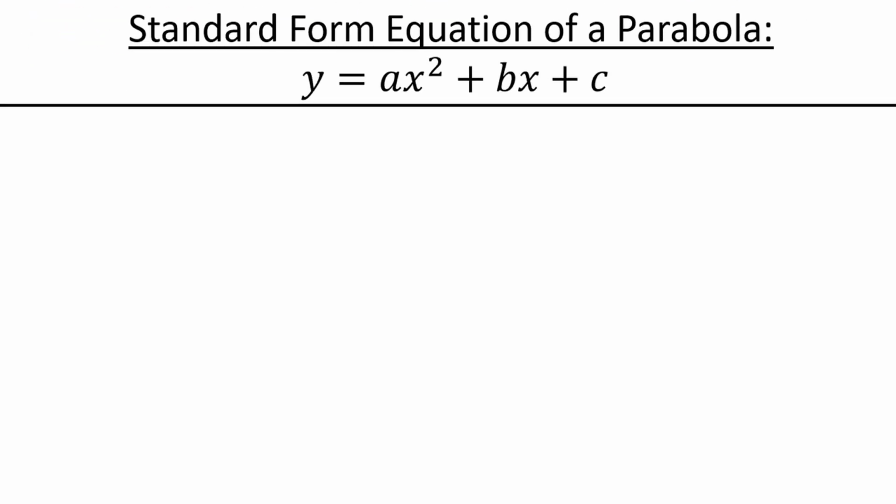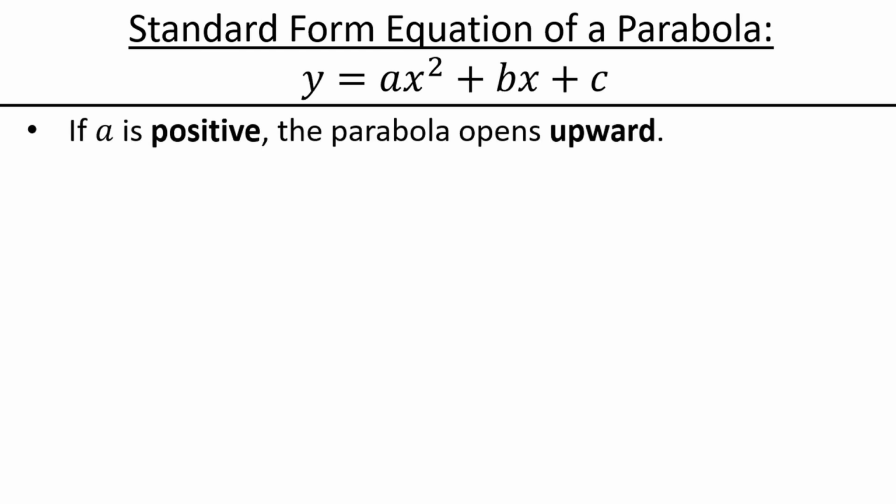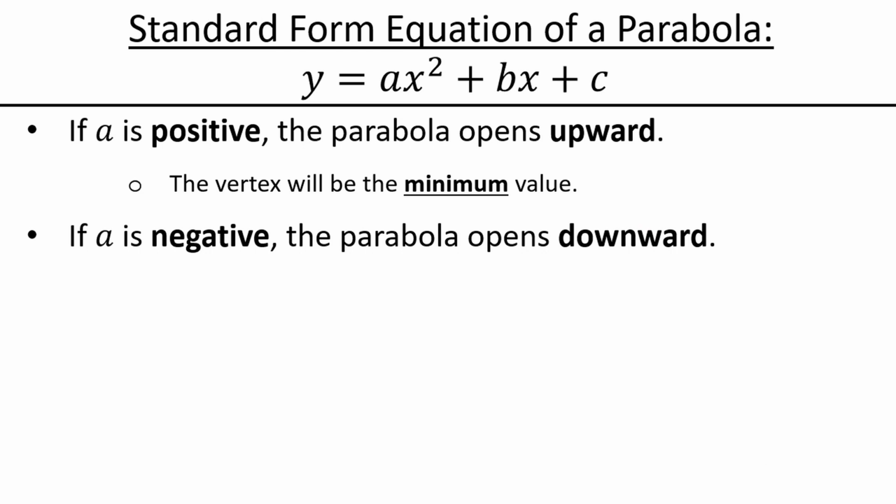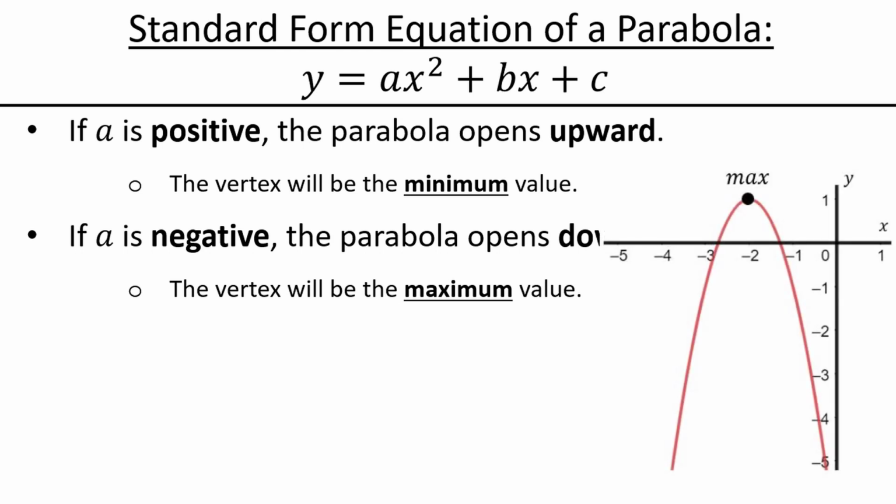Here's what we call the standard form equation of a parabola or a quadratic: y equals ax squared plus bx plus c. If a is positive, we have an upward opening parabola, and the vertex will be the minimum value of the parabola. This is like the parabola we looked at on the previous slide. If a is negative, then we have a downward opening parabola, and the vertex will be the maximum value of the parabola. This will be a parabola that looks like this, with the vertex at the highest point on the parabola.